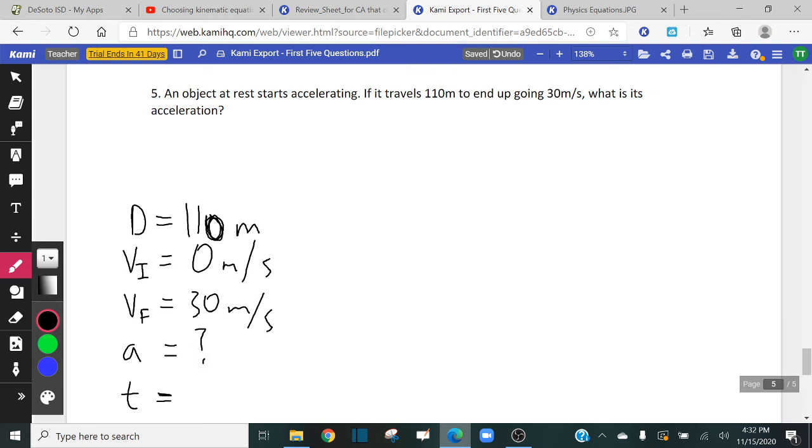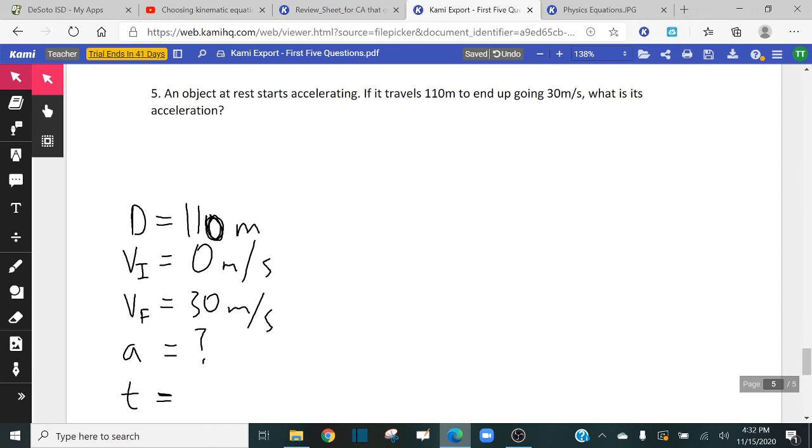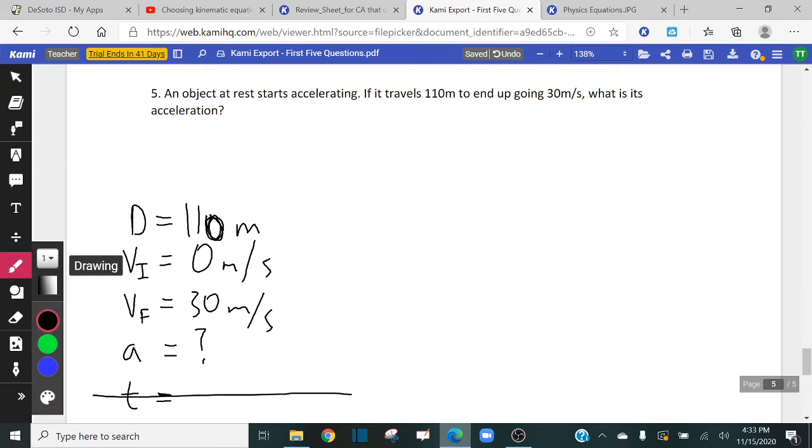Okay. Now, if you guys notice, time is not given anywhere in this problem. Neither is it something that we're trying to solve for. In fact, we're trying to solve for acceleration. So time is not even important to this problem. I'm going to cross this out. Time is not important at all, which means we need to find an equation that includes all 4 of these terms here. So we need to find an equation that includes displacement, initial velocity, final velocity, and acceleration.